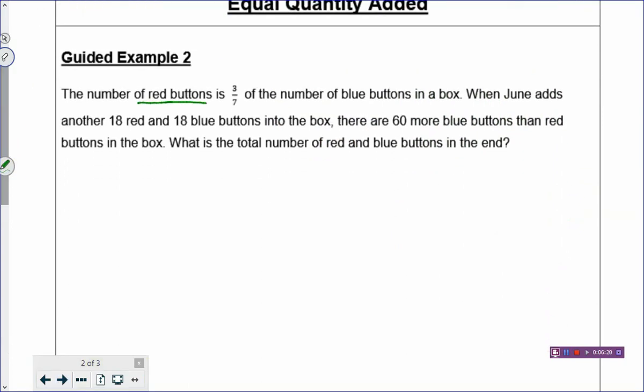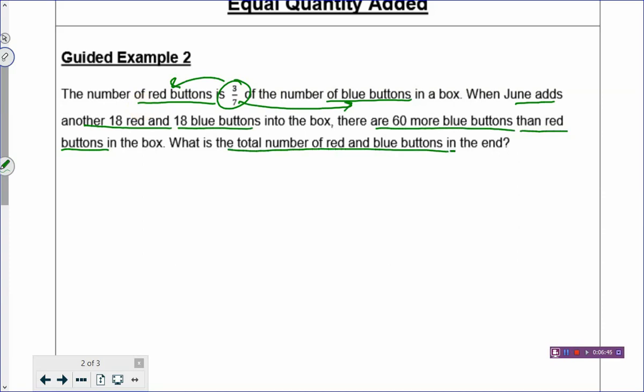Now, the red buttons is 3/7 of the blue buttons in the box. So which means the red has 3, the blue has 7. So this fraction refers to two different colors. When June adds another 18 red and 18 blue. So when you see equal number being added, the difference is unchanged. Then there are 60 more blue buttons than red buttons in the box. So what is the total number of red and blue buttons in the end?